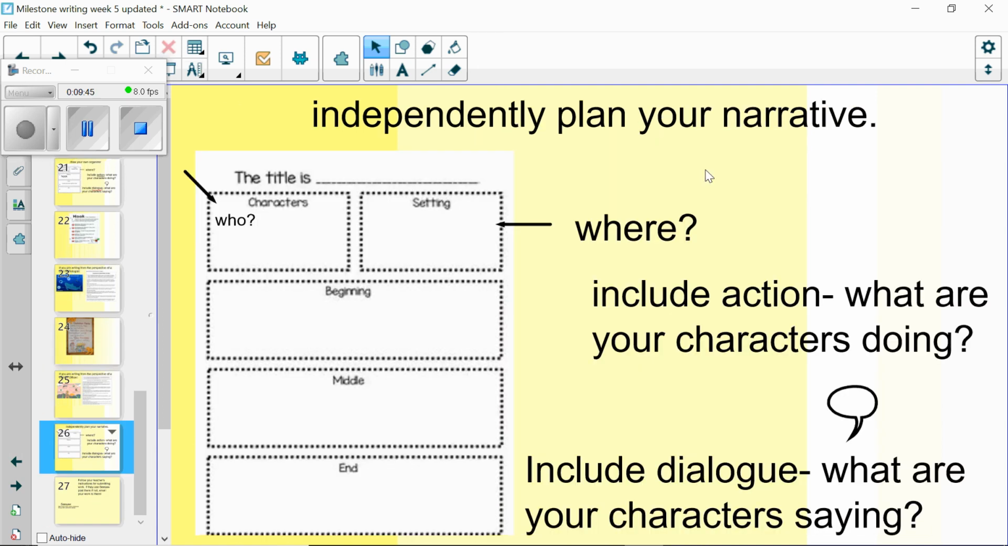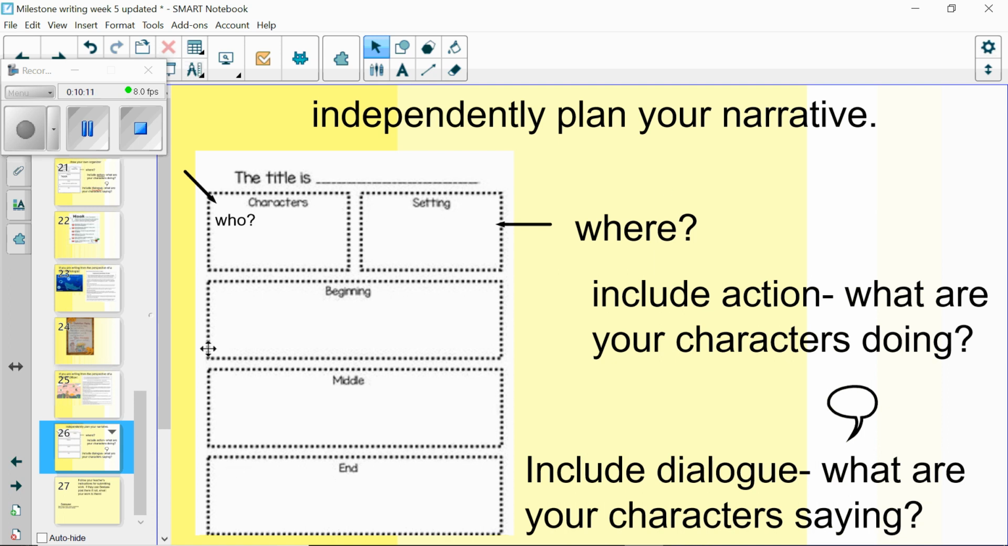So just to review, you are independently planning your narrative today. You do not have to start writing it, but you're going to go ahead and start planning this. Who are the characters? Where is this story taking place? The beginning, the middle, and the end. I want you to include some action. What are some things that are going to be happening? I want you to include some dialogue. What are some things your characters are going to be saying?